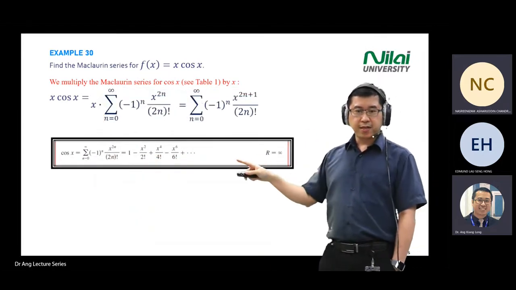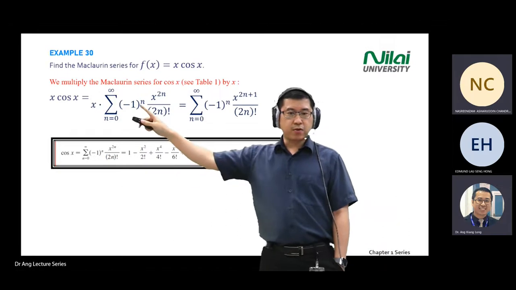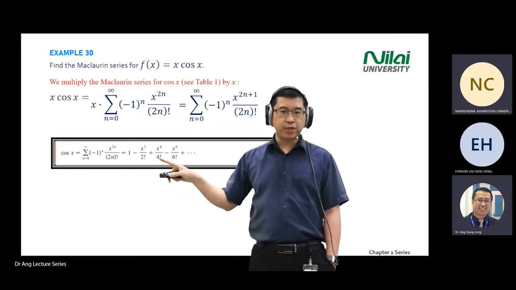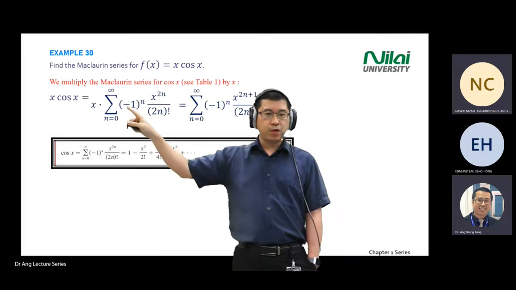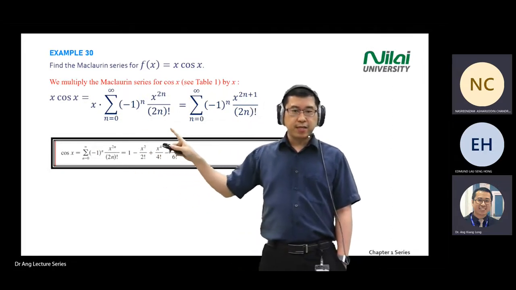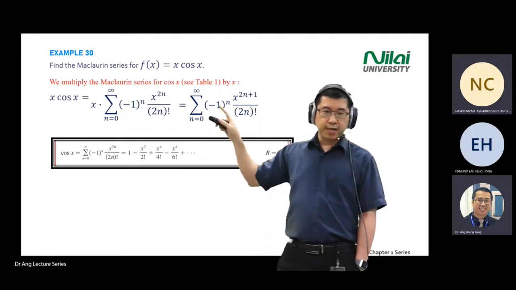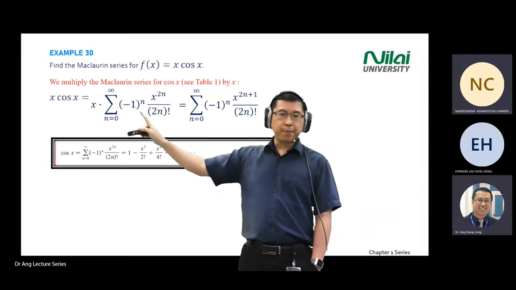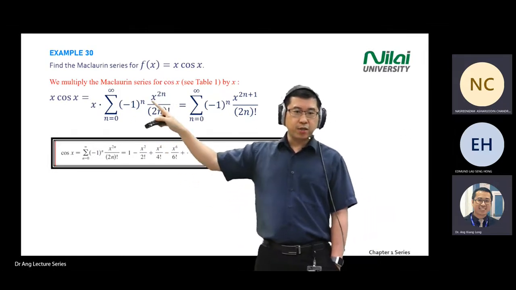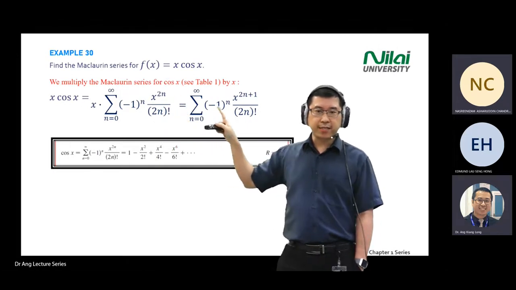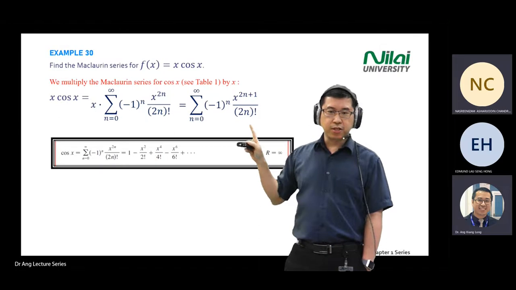You copy this one into your answer. Cos x basically is x times this whole equation in table 4. What you do, you multiply x times this equation, you get this one. These steps will give you 2 marks. And the rest is just rearrangement of the equation. You multiply x into this equation, you get x power 2n plus 1, because you multiply x to get this one. The rest doesn't change.